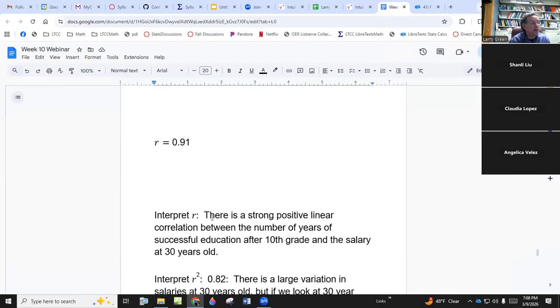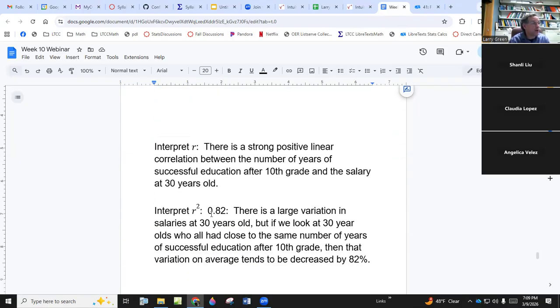So if you interpret R, there's a strong positive linear correlation because R is 0.91, which is a big, strong correlation, positive linear correlation between the number of years of successful education after 10th grade and the salary at 30 years old.